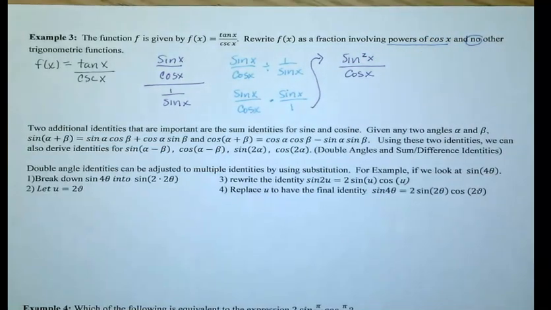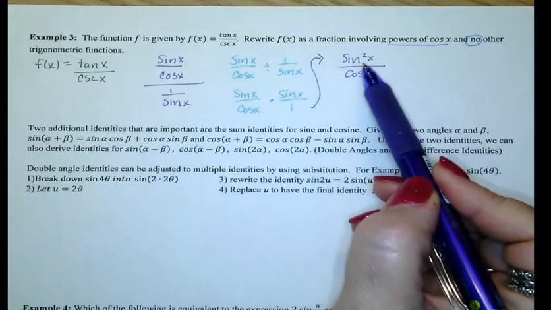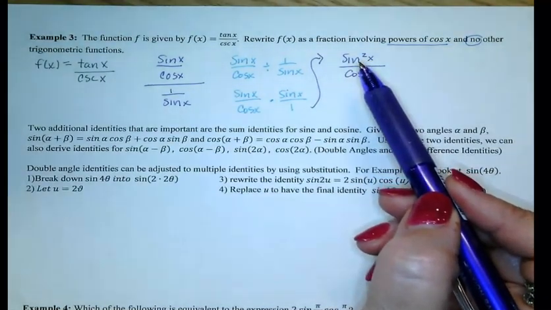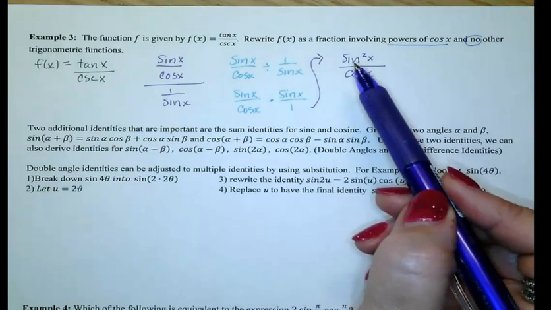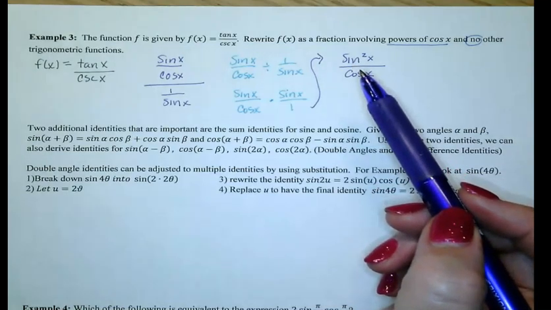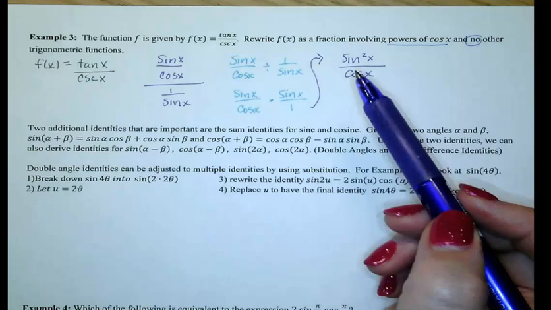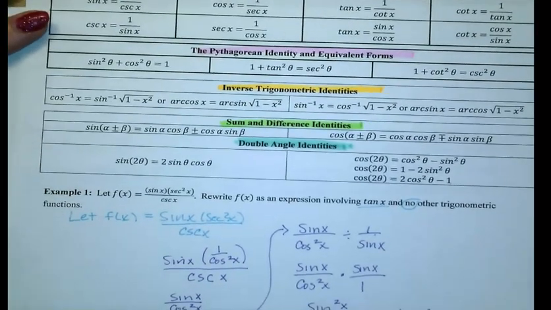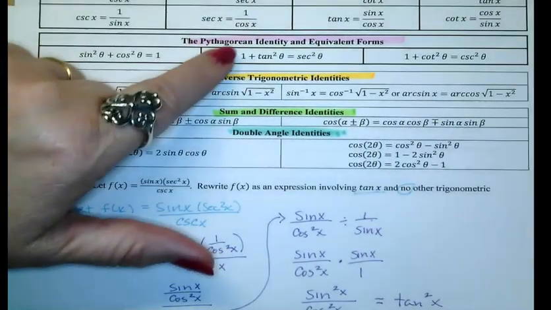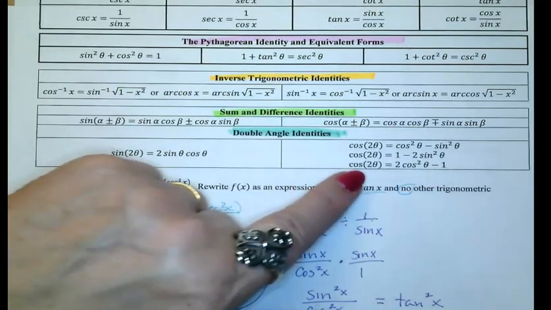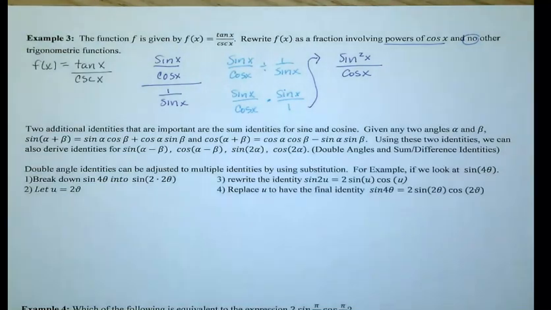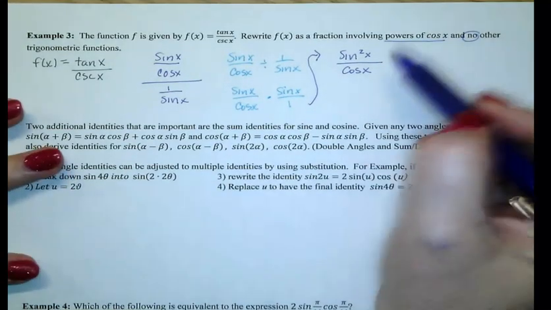Now, remember how it said powers of cosine? Well, right now, I don't have any powers of cosine. I have powers of sine. So what I'm looking for here is an identity that deals with powers of 2. If you go back to your first page, we could be looking at Pythagorean identities, or we could be looking at double angle identities. And so I'm going to go with the Pythagorean identity.